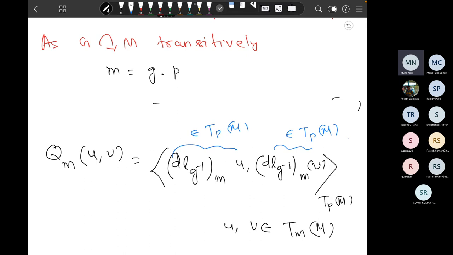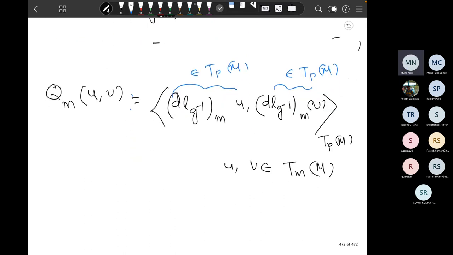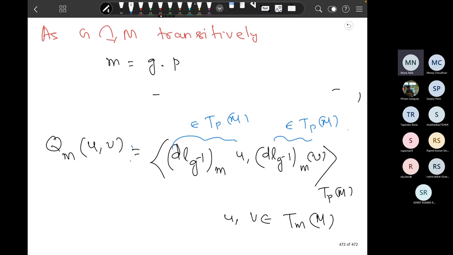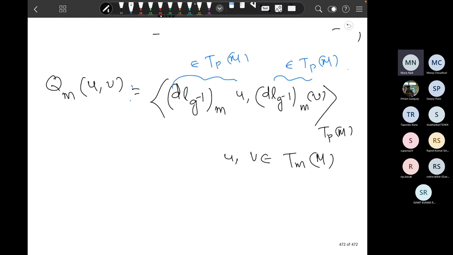So the way you have defined, this will be a left invariant, G invariant Riemannian metric. Tapendu, is this idea clear? What I'm saying? Yes, Mohan. So this is our intuition, that this will be our Riemannian metric. But there is an issue here.